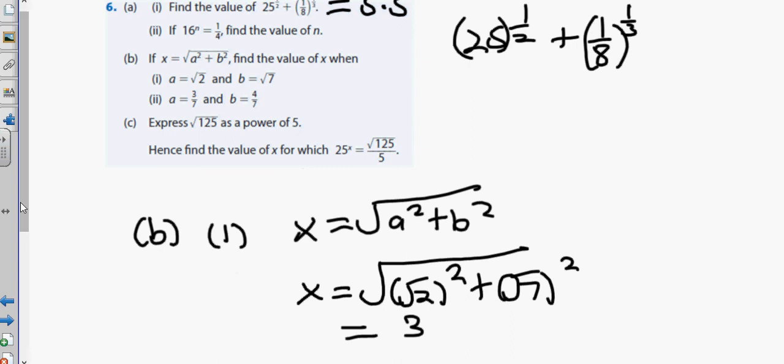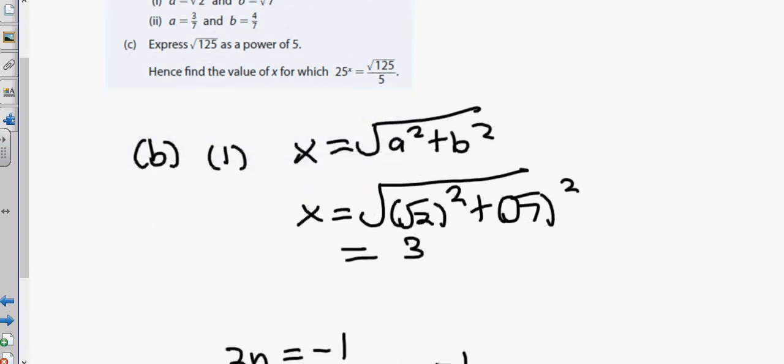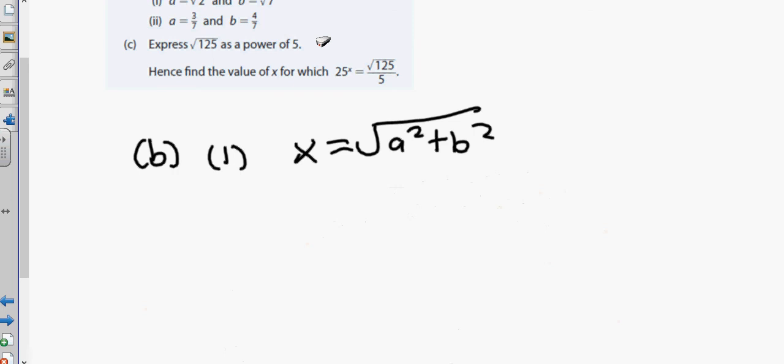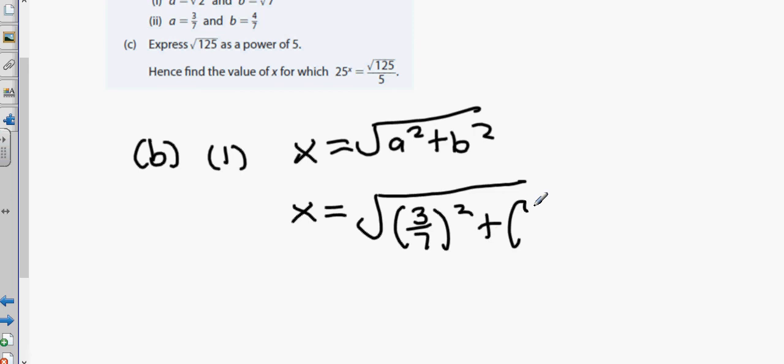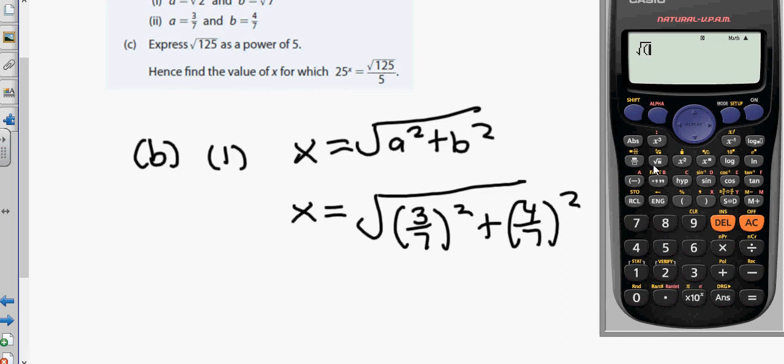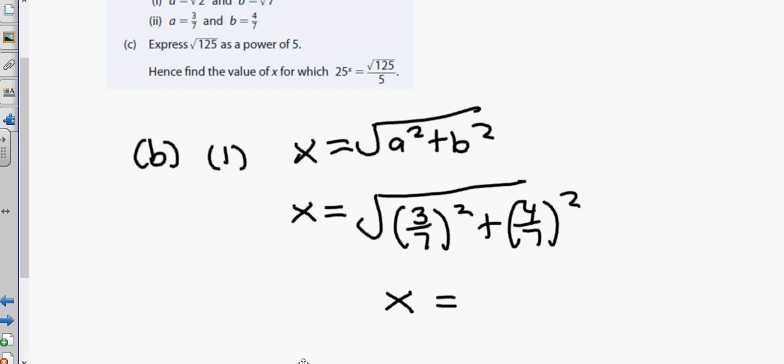That's for part 1. For part 2, what we could get is x equals the square root of 3/7 squared plus 4/7 squared. So the square root of bracket, that equals 5/7. So that answer there is 5/7.